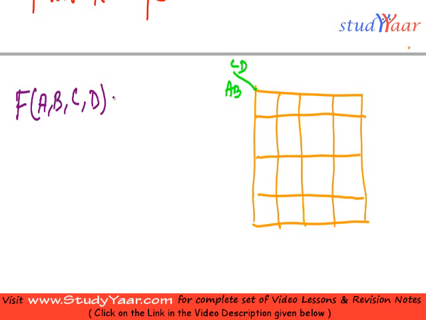I have my AB over here and I have my CD over here. A four variable key map would be a function of A, B, C and D, or it could be a function of X, Y, Z and W, whatever. Okay, how do I represent? I represent using gray code.